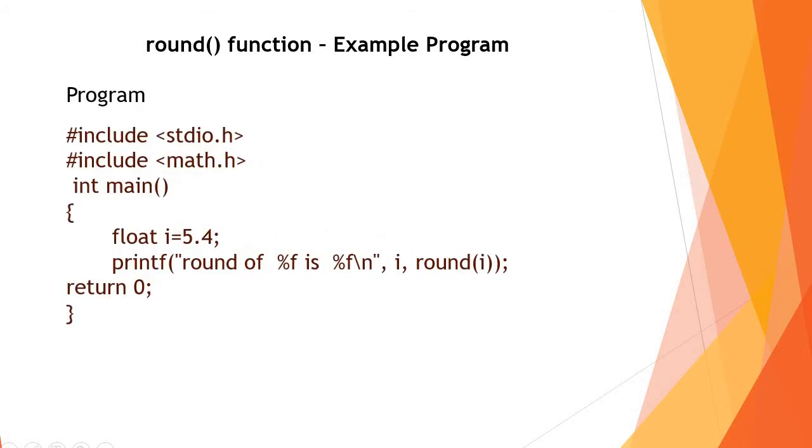A simple program which depicts the round function. Here I have declared only one variable, i is equal to 5.4, and I have printed the round function, round of i. So what will be the answer? The round of 5.400000 is 5.00.